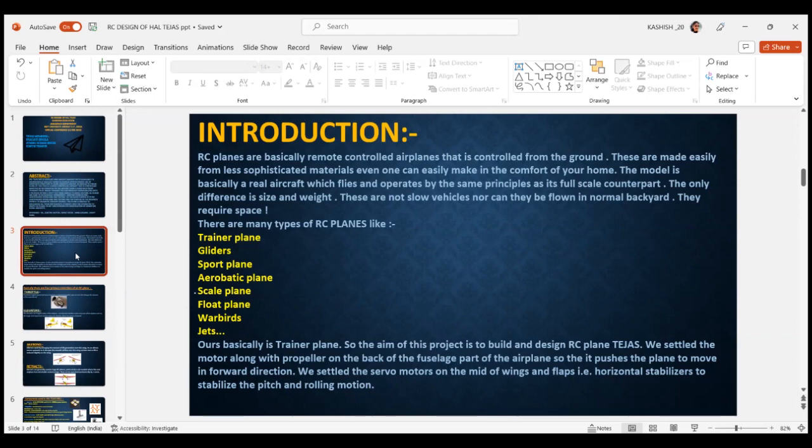We settle the motor along with the propeller on the back of the fuselage part of the airplane so that it pushes the plane to move in the forward direction. We settle the servo motors on the middle of the wings and flaps, known as horizontal stabilizers, so that it stabilizes the pitch and rolling motion.